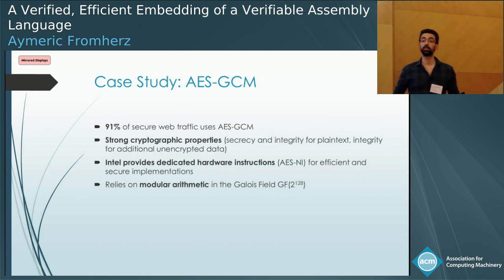This algorithm is so important and so used that Intel actually developed dedicated hardware instructions called the AES new instruction sets so that we could have efficient and secure implementations of AES-GCM. Once it's well optimized, it becomes a fairly complex piece of software that, among other things, relies on modular arithmetic in a Galois field, and that's something that makes it quite complicated to formally verify.